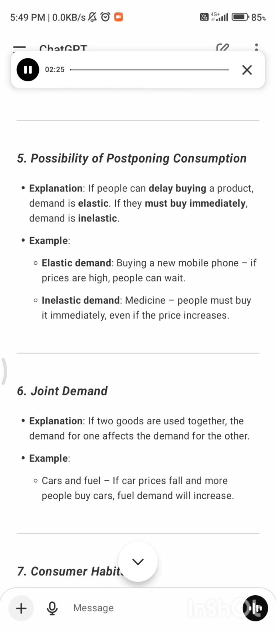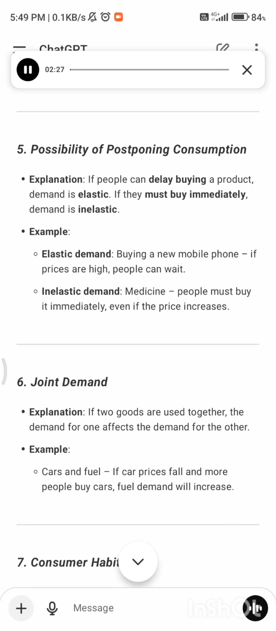5. Possibility of postponing consumption. Explanation. If people can delay buying a product, demand is elastic. If they must buy immediately, demand is inelastic. Example. Elastic demand: buying a new mobile phone. If prices are high, people can wait. Inelastic demand: medicine. People must buy it immediately, even if the price increases.